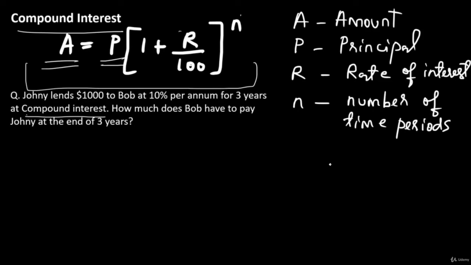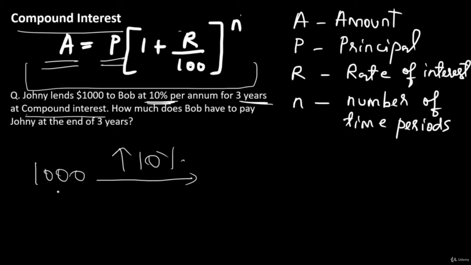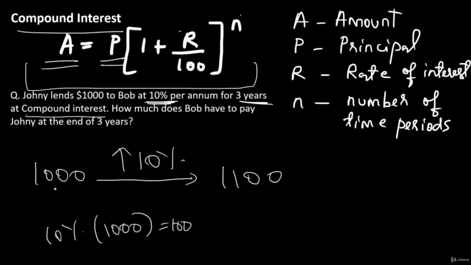We have seen that. Let's quickly see that over here. Initially it's 1000, right? So you have to increase it by 10% for 3 years. After 1 year, 1000 has to be increased by 10% and it will become 1100, because 10% of 1000 is equal to 100. So you are increasing 1000 by 100 to get to 1100.